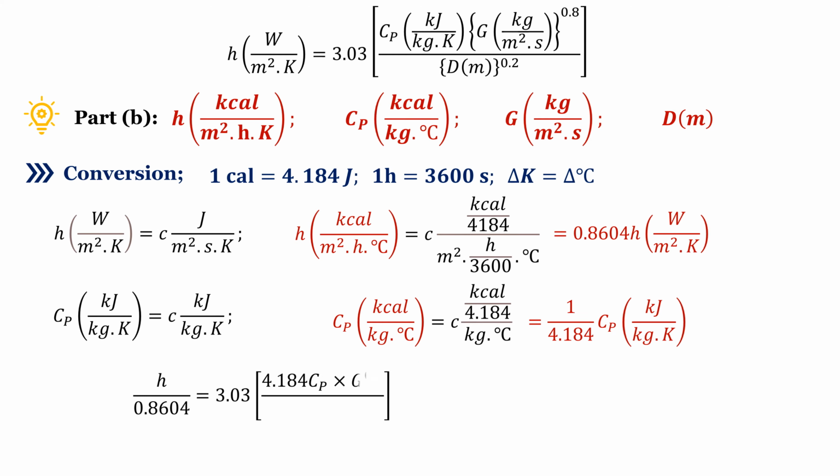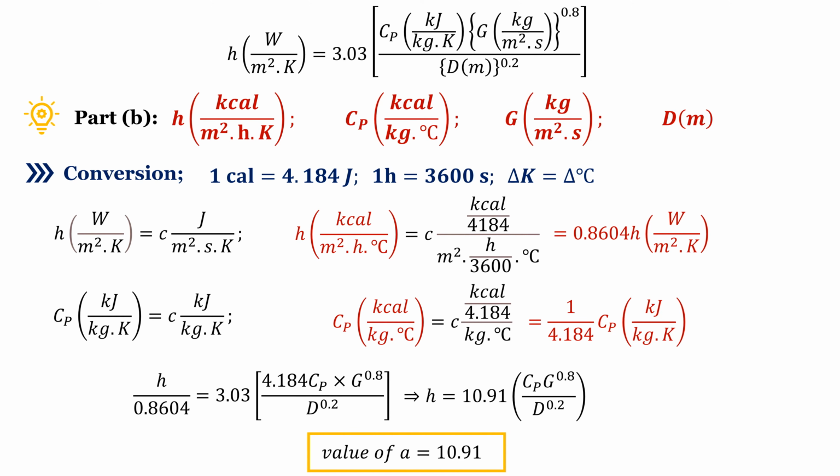Now in the same way we could get a relationship for G and D, but already G and D are given in kg per meter square per second and D in meter. So we do not need to find an equivalent expression for G and D. We will simply put the values of h and Cp in the above equation and we will get this equation. After simplification, we will get this equation. Now the value of A equals 10.91.